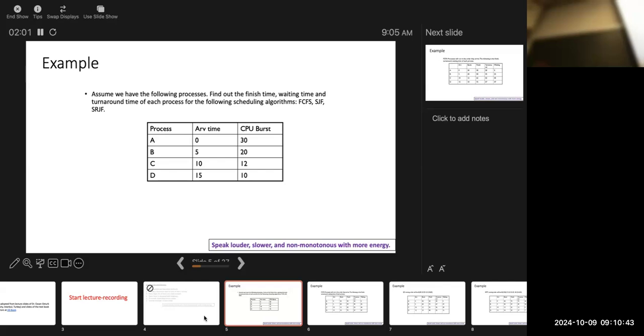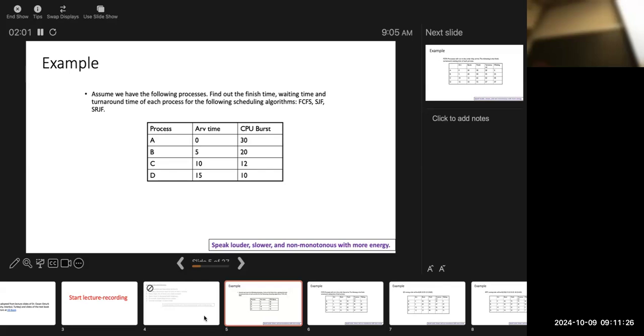So A, B, C, D: finish time, waiting time, turnaround time. Finish time for A is 30, B is 50, C is 62, and D is 72, right? I don't need to write it here, you can do it on your own. Then the waiting time for A is 0. As soon as it arrives, it is scheduled, right? And for B, it arrives at 5 and is scheduled at 30, so the waiting time is 30 minus 5, 25, right?